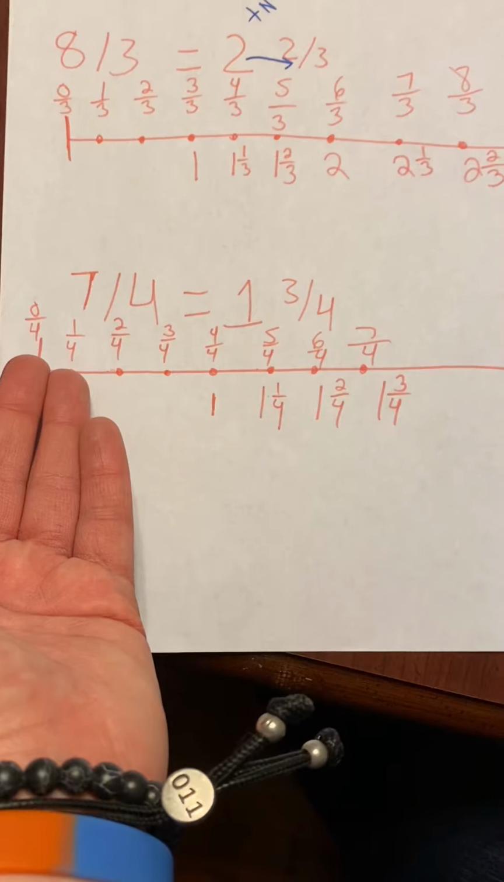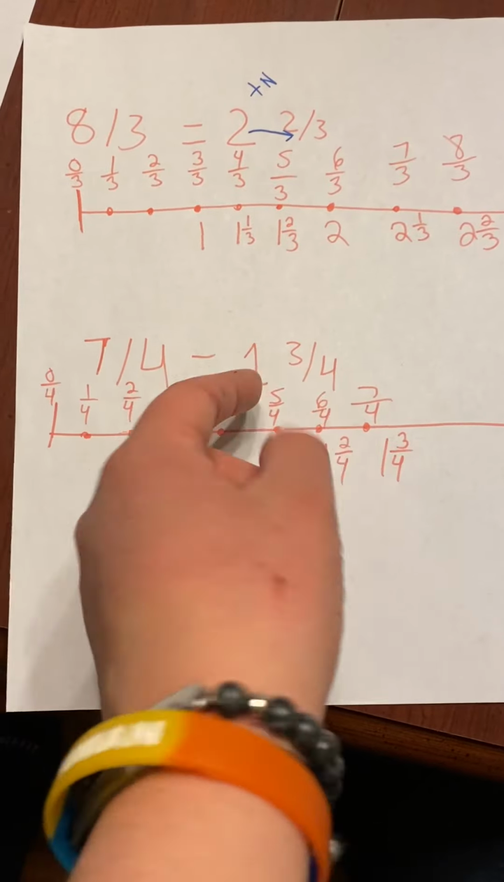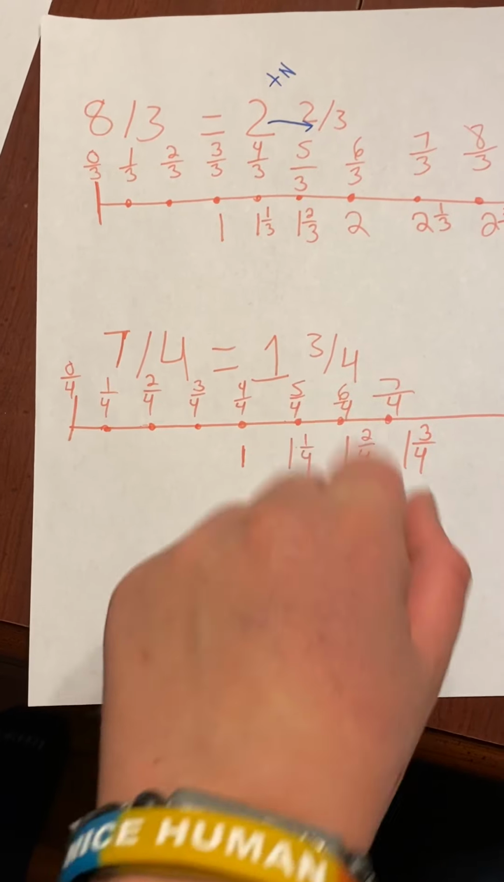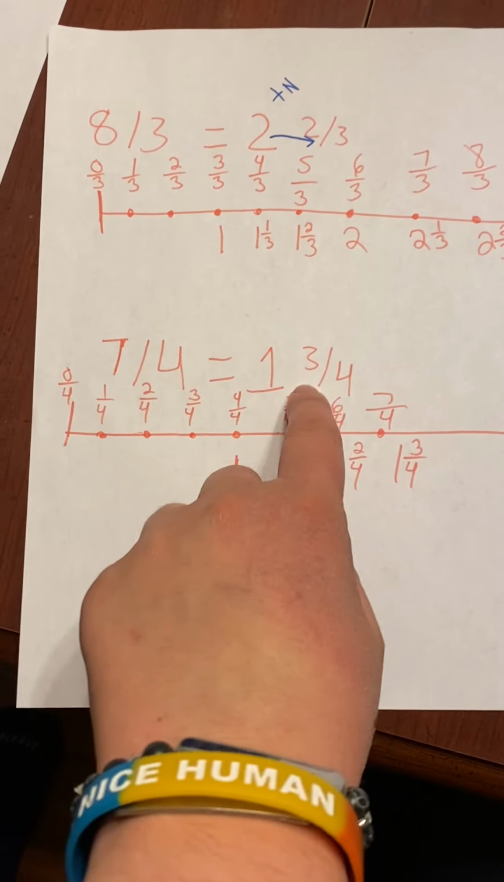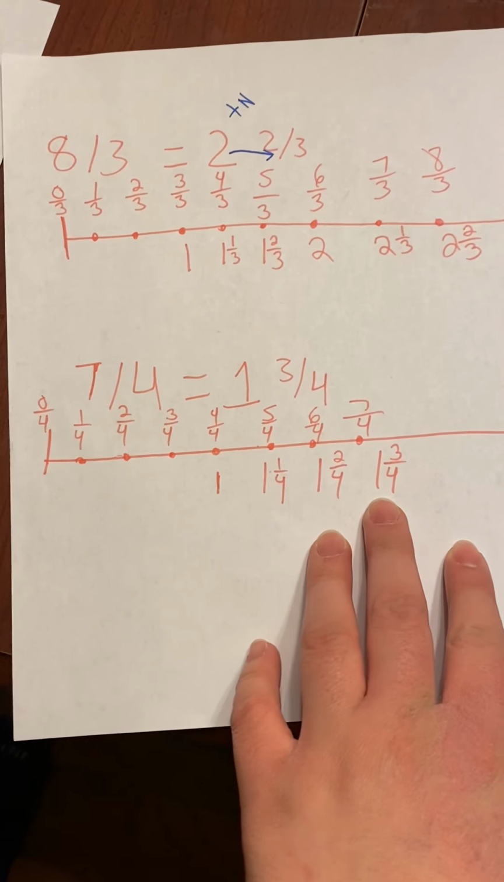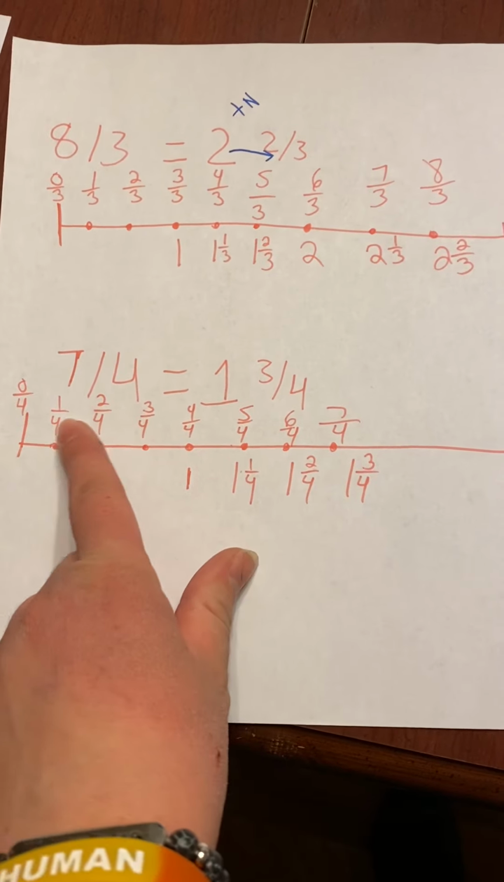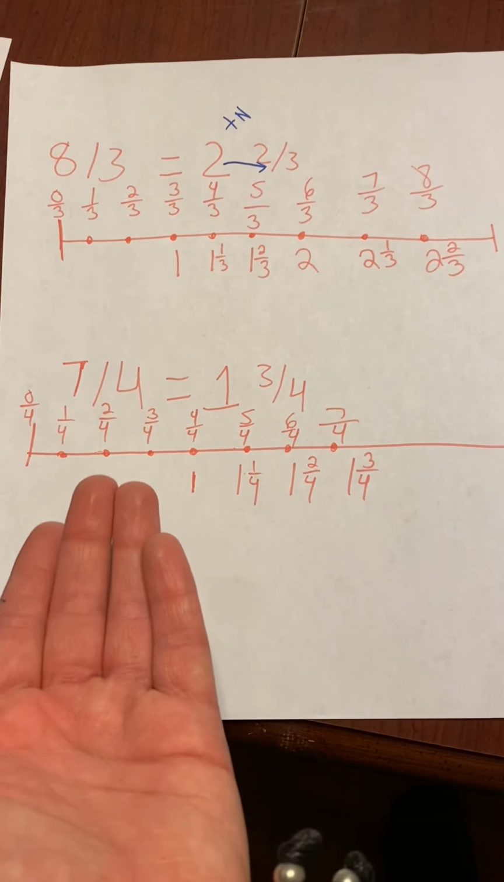If you want to check that the improper fraction is right with the mixed number, 1 times 4 is 4, plus 3, is 7 over 4. So this is what it looks like on the number line. You could basically do that with everything. You just have to do what the fractions are.